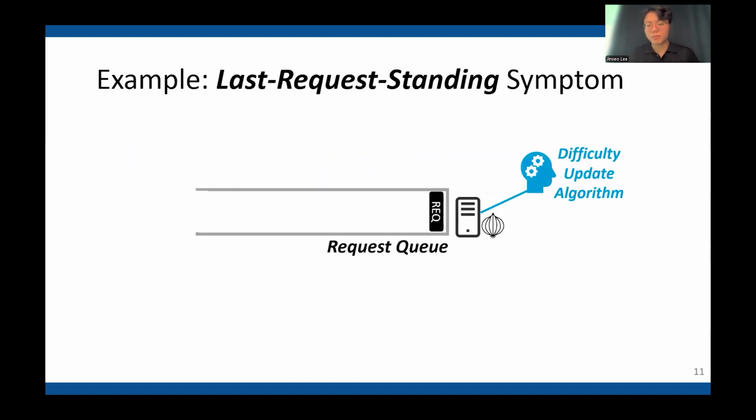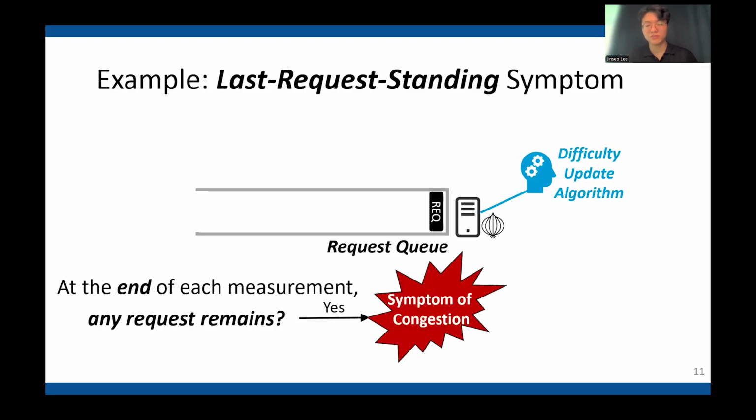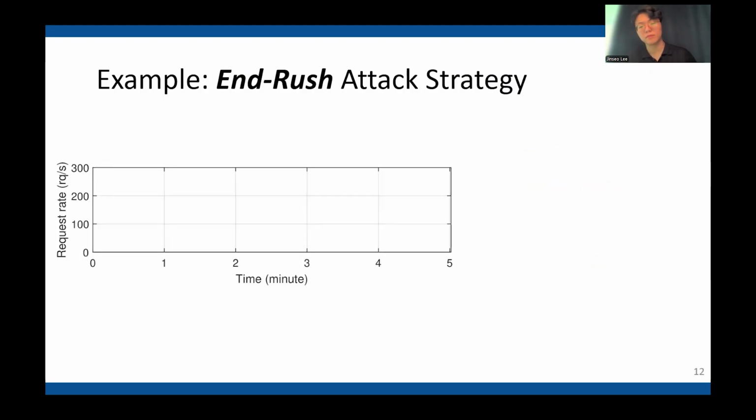Here is one concrete example, which we call the last request ending symptom. At the end of each measurement period, Tor inspects whether there is any remaining request. If so, it regards it as a symptom of congestion and increases the puzzle difficulty. This symptom of congestion can then be exploited quite easily by our end rush attack strategy.